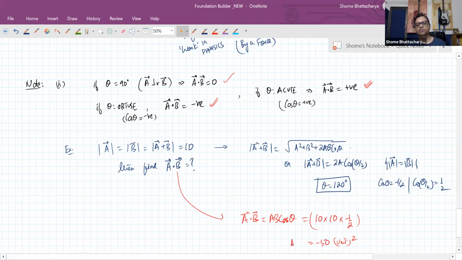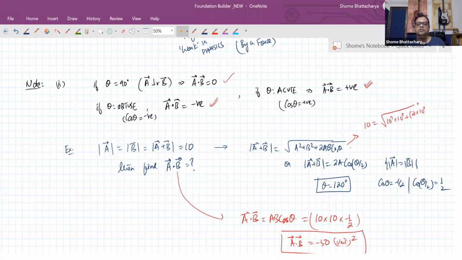Okay, so it's a very simple operation. There's nothing difficult about dot product. If you go with this, you will be solving this: 10 is equal to square root of 10 square plus 10 square plus 2 into 10 square cos theta. So when you solve further, you will get cos theta as minus half. So that means theta is 120 degrees.